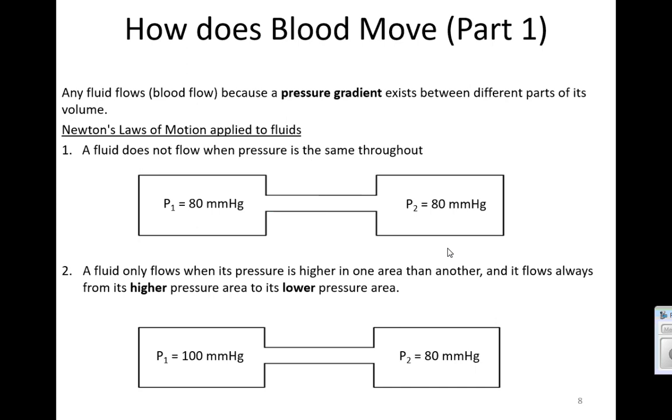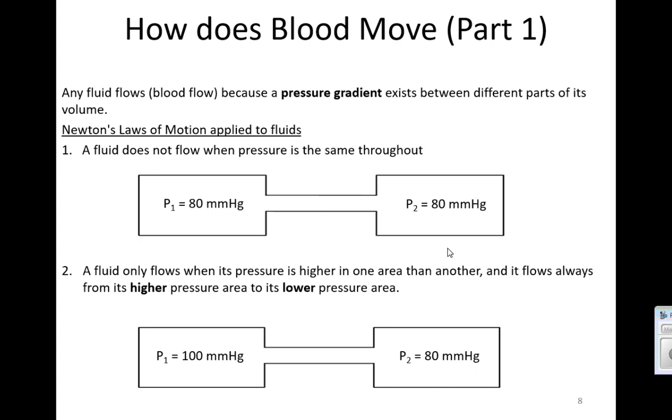We always abbreviate pressures with P sub 1, P sub 2, P sub 3. Just means pressure in one area, pressure in another area. The unit of measure for pressure is millimeters of mercury. That's for fluid. That's also for air. And so we'll talk about barometric pressure when we talk about breathing. We'll talk about pressure in our blood when we talk about this right now.